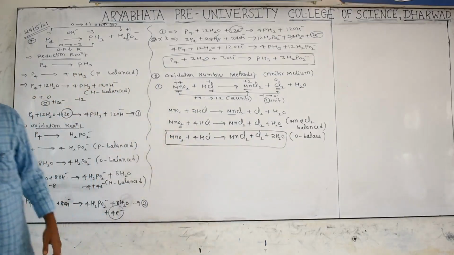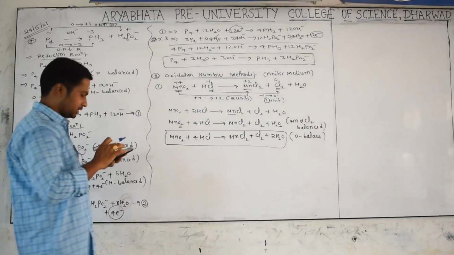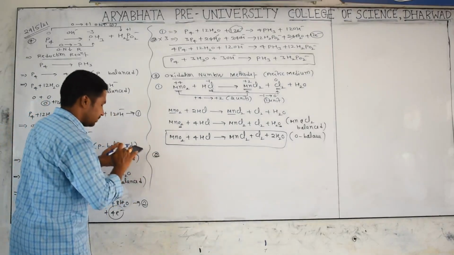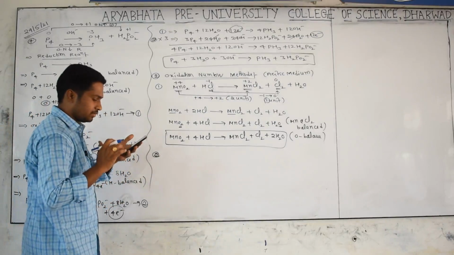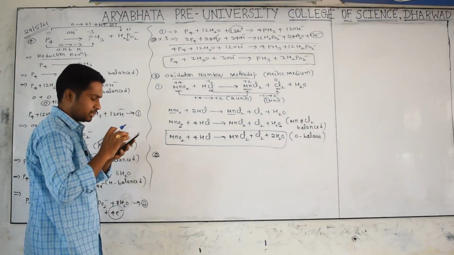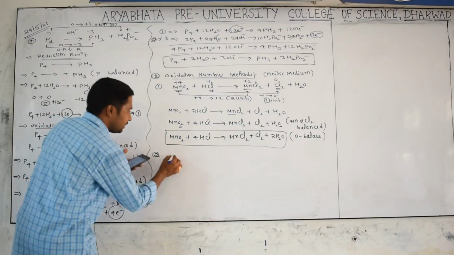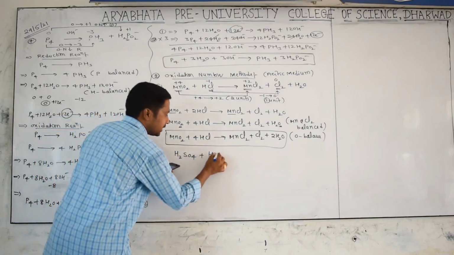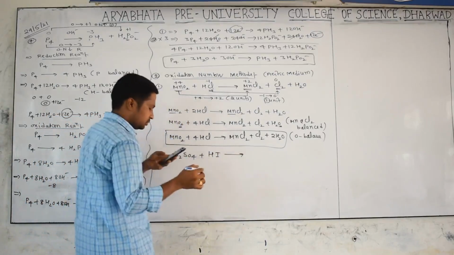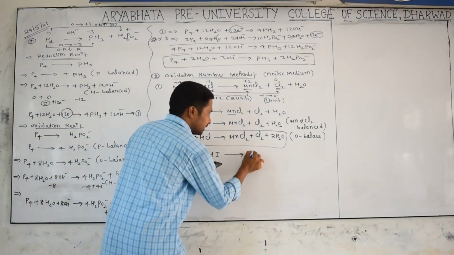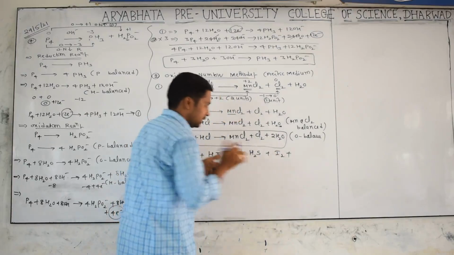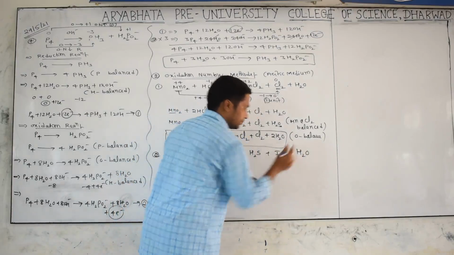Are all of you understanding? Just see one more, you can enjoy the things. Just listen carefully. The second one for balancing of a redox reaction with respect to the oxidation number method, I will tell you: H2SO4 plus HI gives rise to H2S plus I2 plus H2O.